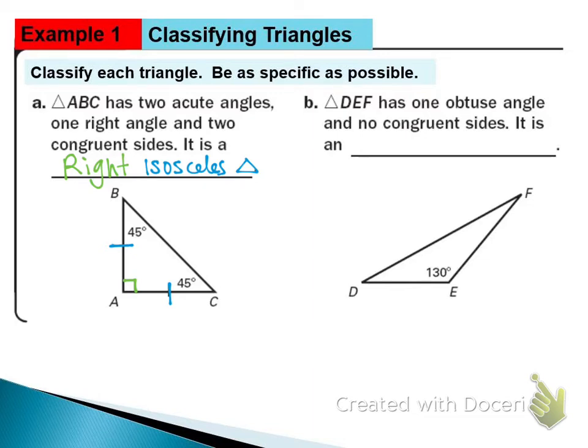Letter B, what's the largest angle? 130, which means it is obtuse. And then it is scalene, because it even says it up here. There are no congruent sides, but there are also no sides marked congruent. So it is an obtuse scalene triangle.